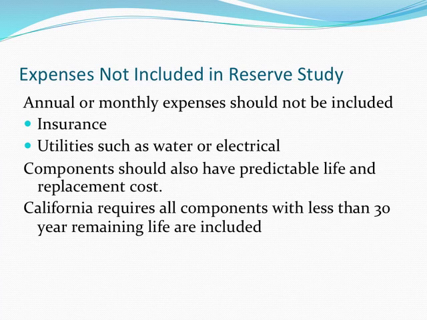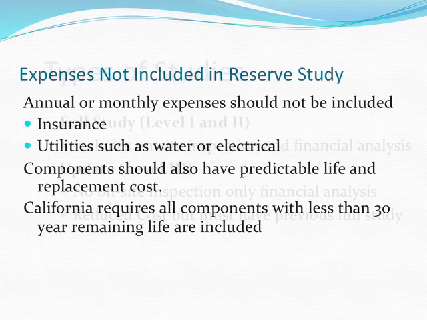Some items may be included in both budgets. An example of this would be landscaping. An association may have a monthly landscape contract that is included in their operating budget, but they may also have an expense in their reserve study to do major landscape upgrades every 5 or 10 years.